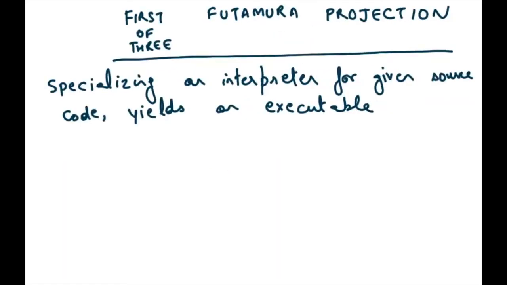So here is the crux of the lecture, and this is also called the first Futamura projection. There are actually 3 Futamura projections. We are not going to go through the second and third Futamura projections. They're not relevant to the course. But the first Futamura projection says specializing an interpreter for a given source code yields an executable. What is source code? Source code is another name for a high-level program. And this is exactly what we saw in our previous slide.